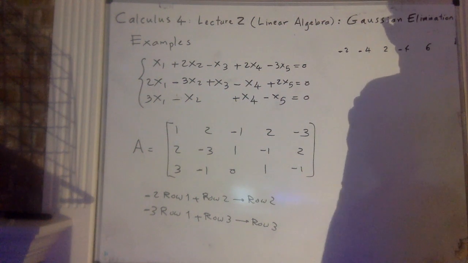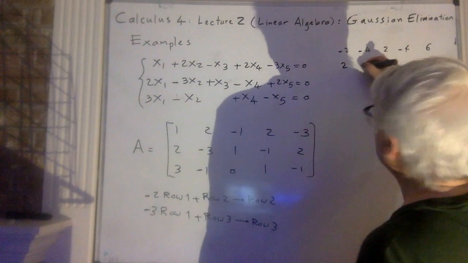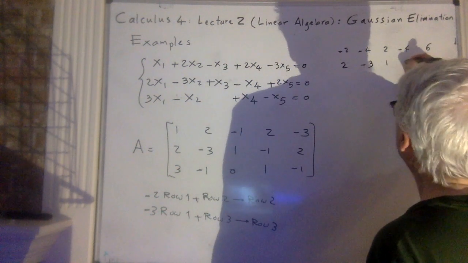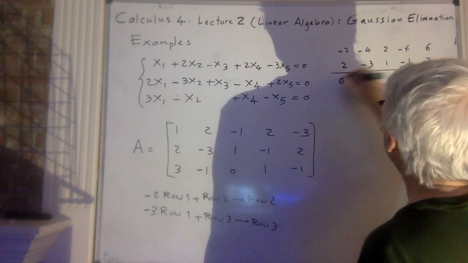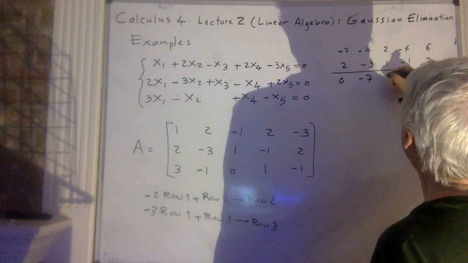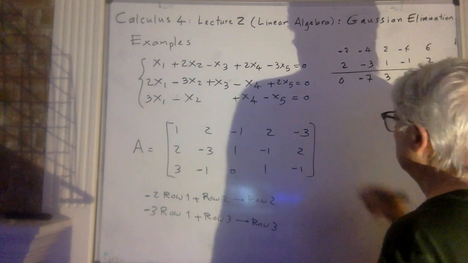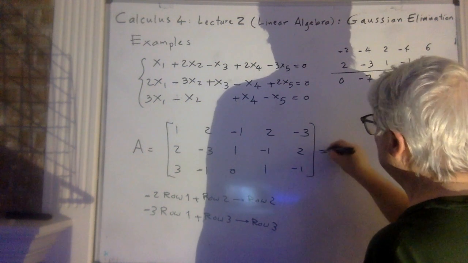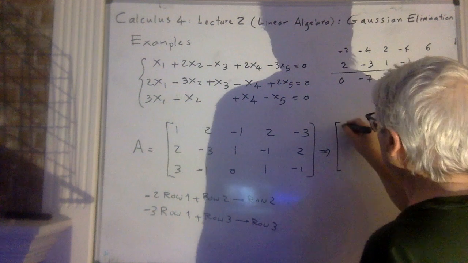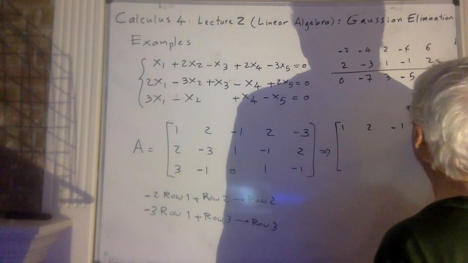Minus 4, 2, minus 4, and 6. So I have 2 here, minus 3 here, 1, negative 1, and 2. Let's put together. Is 0, minus 7, and that is 3, and minus 5, and that is 8. So this gives me 1, 2, negative 1, 2, negative 3.